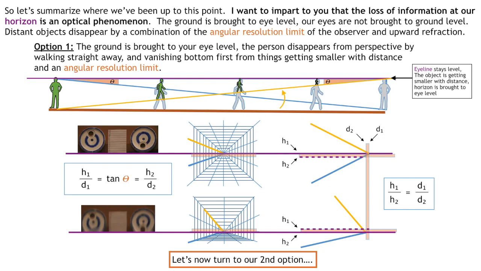So let's summarize where we've been up to this point. I want to impart to you that the loss of information at our horizon is an optical phenomenon. The ground is brought to eye level. Our eyes are not brought to ground level. Distant objects disappear by a combination of the angular resolution limit of the observer and upward refraction phenomenon. So option 1, again, the ground is brought to your eye level. The person disappears from perspective by walking straight away and vanishing bottom first from things getting smaller with distance and an angular resolution limit.